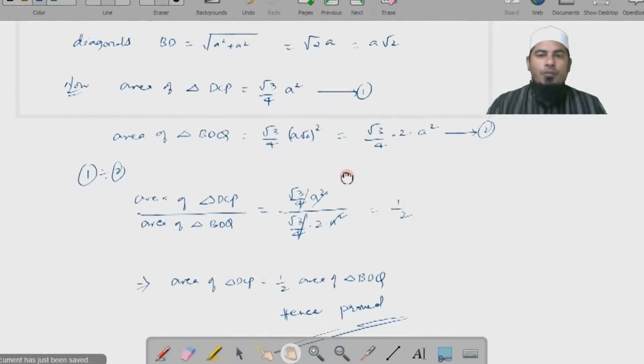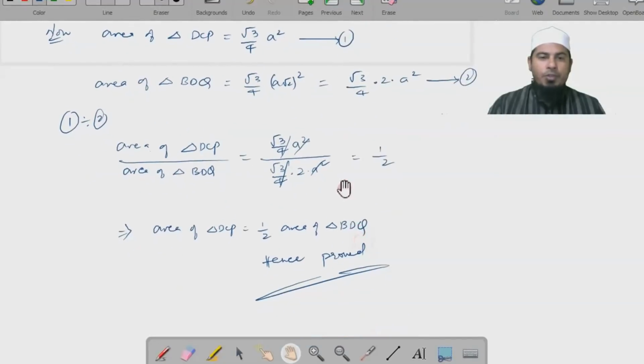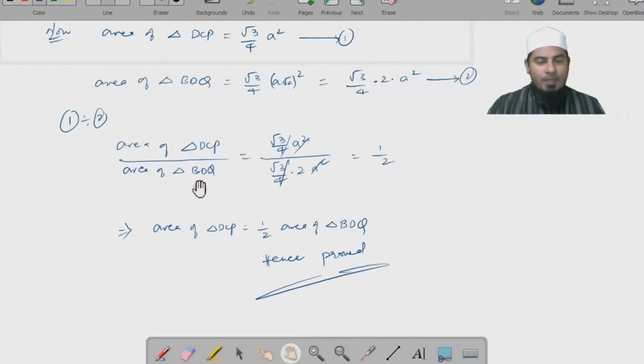Now we are dividing the first equation by the second. Why are we doing this? We want a relationship between these two. When we divide, everything cancels and we are left with 1 by 2. Cross transposing, we prove that the area of triangle DCP is equal to half the area of triangle BDQ, hence the solution. Let us take the next question.